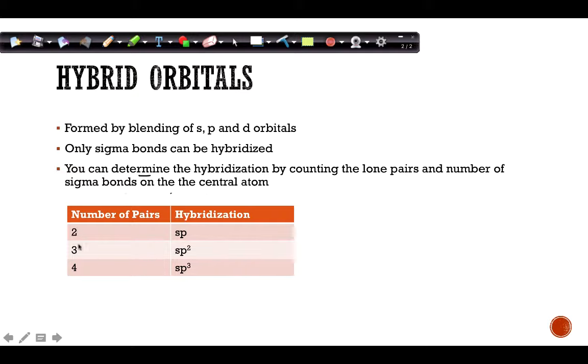So basically, if you have two sigma bonds, it would be one s and one p, because you're blending an s orbital, which is one, and then you're blending it with a p orbital. So that'll be two orbitals that you're blending. If you have three pairs, it's going to be sp2. So I'm blending one s with two p sublevels, so three pairs. And then if I have four, it would be one s orbital blending with three p orbitals.